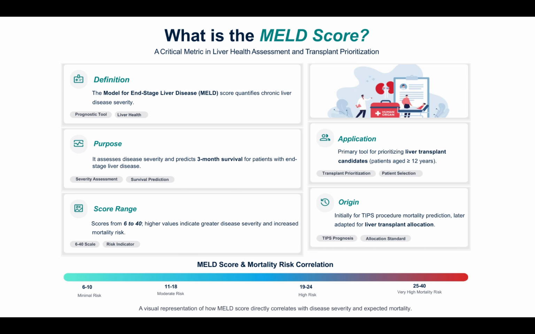For application, MELD is the gold standard for prioritizing liver transplant candidates aged 12 and older. Younger children use a similar score. Interestingly, it originated in the late 1990s at the Mayo Clinic, initially designed to forecast mortality risk during the TIPS procedure for portal hypertension. Its accuracy led to its broader adoption in transplant allocation by 2002. This evolution underscores MELD's role as an objective, data-driven tool in saving lives.